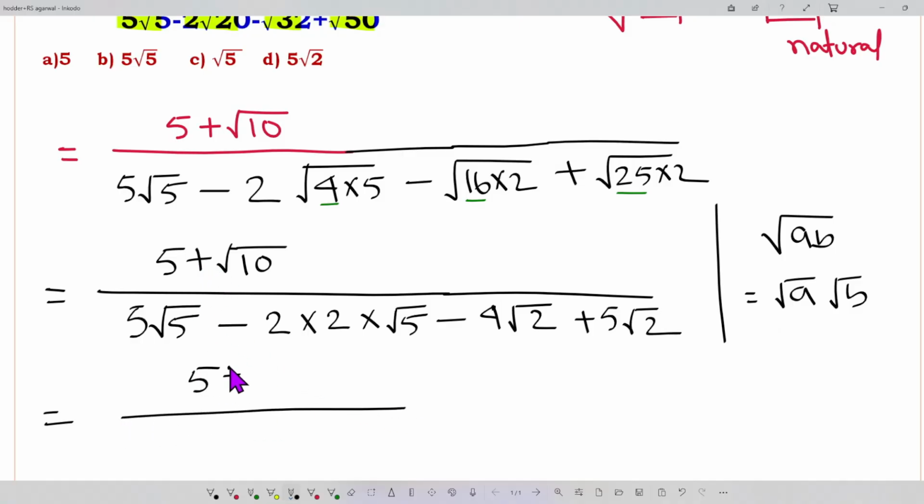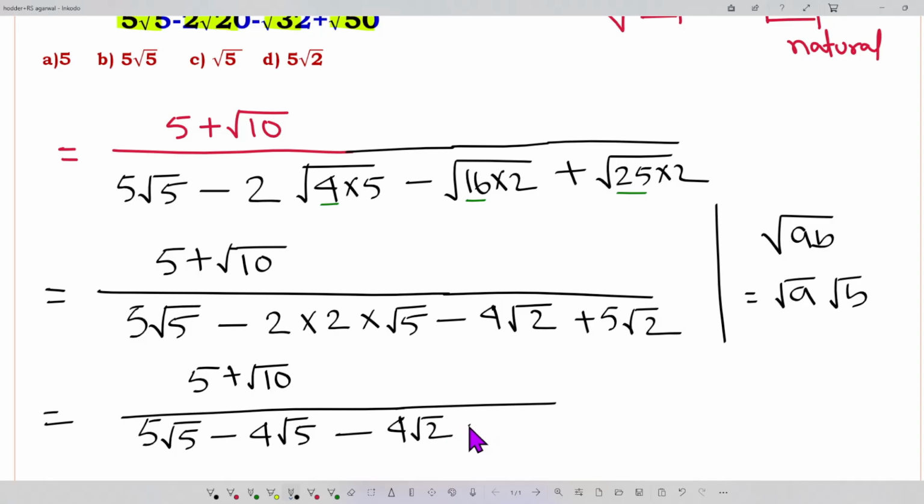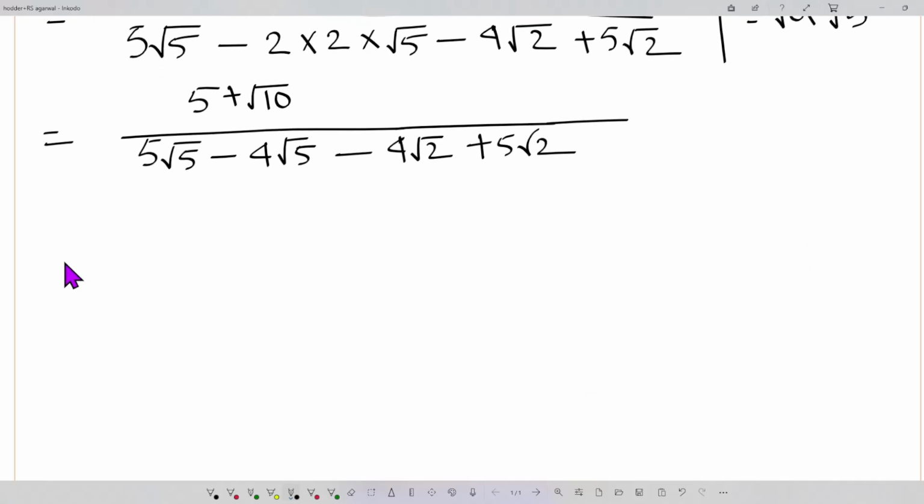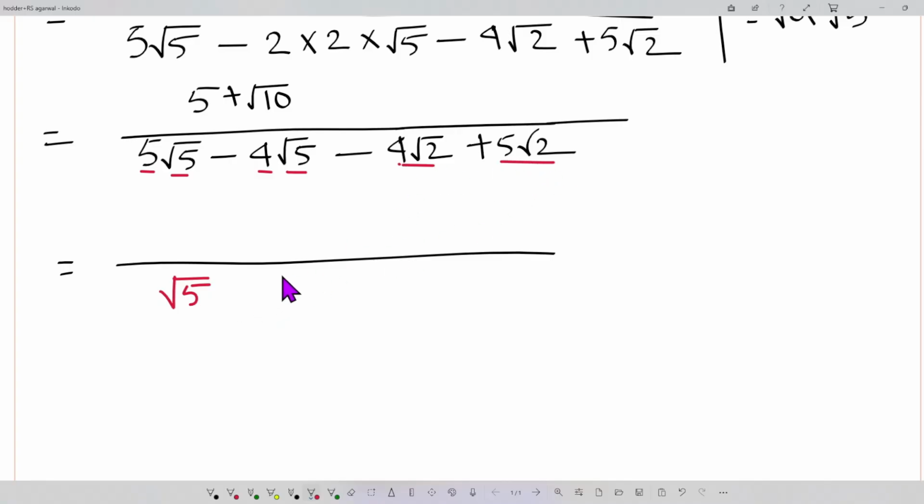Here we have 5 + √10, 5√5 minus 4√5, minus 4√2 plus 5√2. Okay, then look, here we have 5√5 and minus 4√5, so simply √5. And 4√2 plus 5√2, so just plus √2.